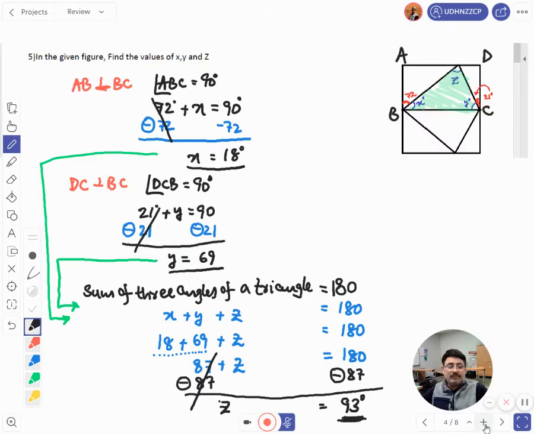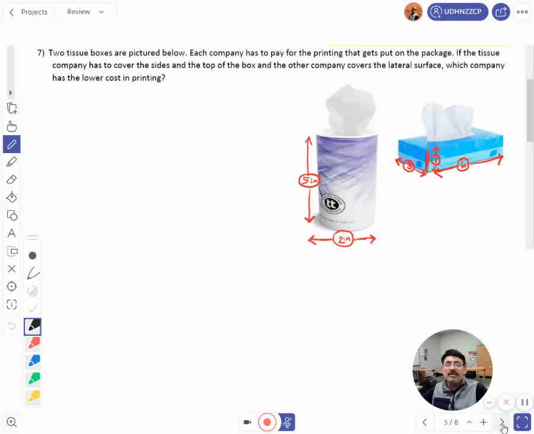Okay, let me go to the next one. Here, two tissue boxes are pictured below. Again, the measurements given may not be accurate in real-world scenarios. These are just numbers taken to give you an idea of how to compute.